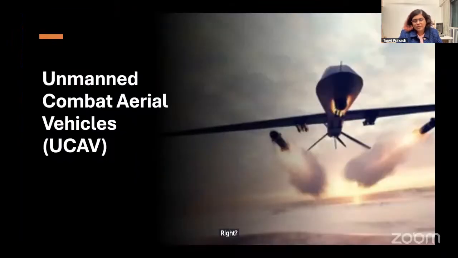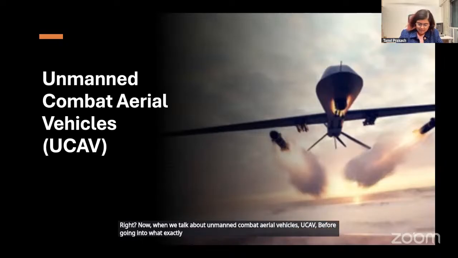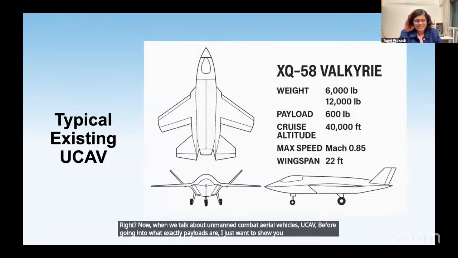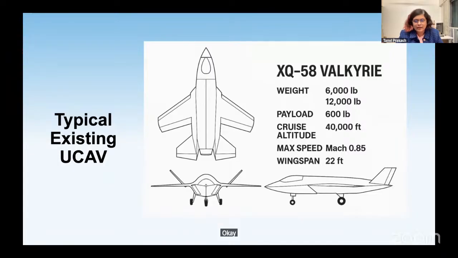Now, when we talk about unmanned combat aerial vehicles, UCAV, before going into what exactly payloads are, I just want to show you what a typical existing UCAV looks like. The one in the photograph is the US Air Force XQ-58 Valkyrie, an experimental UCAV, which weighs around 12,000 pounds, has a payload of around 600 pounds, cruises at an altitude of 40,000 feet, has a maximum Mach of 0.85 and a wingspan of around 22 feet, which is around 6 to 7 meters.